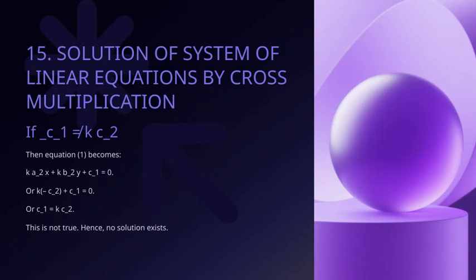This is not true, hence no solution exists. Or c1 equals k times c2. Or k times negative c2 plus c1 equals 0. K times a2x plus k times b2y plus c1 equals 0. Then, equation 1 becomes, if c1 is not equal to k times c2, we encounter a contradiction that indicates the system has no solution. This is a key point because it highlights when the system of equations is inconsistent.